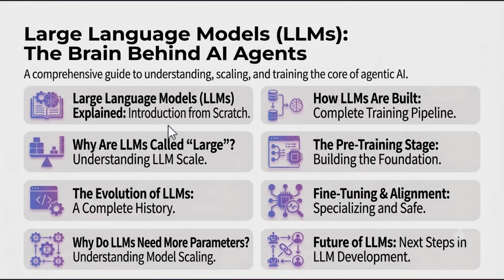After that, we'll explore the technology that powers modern AI agents, large language models or LLMs. You'll learn what LLMs are, why they're called large, how they evolved over time, why model parameters matter, and how these models are trained from massive data sets into intelligent reasoning systems.